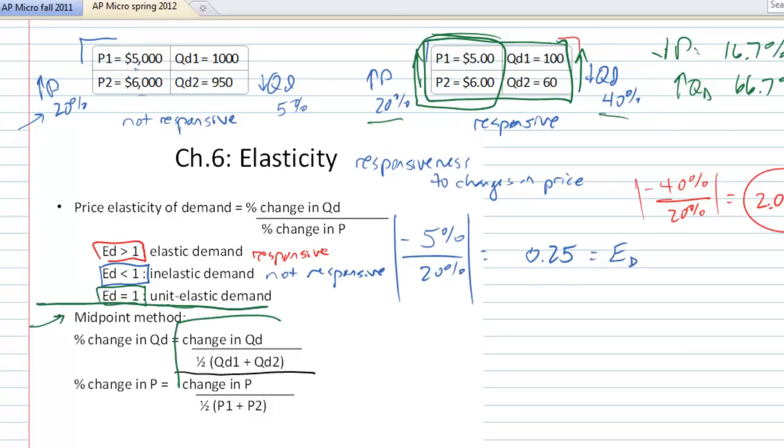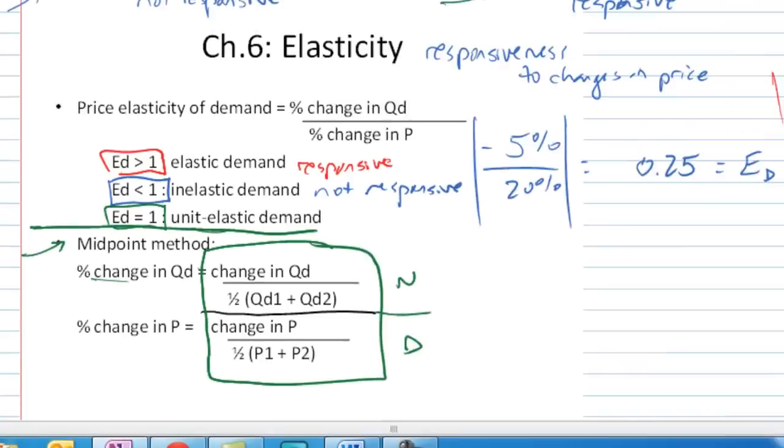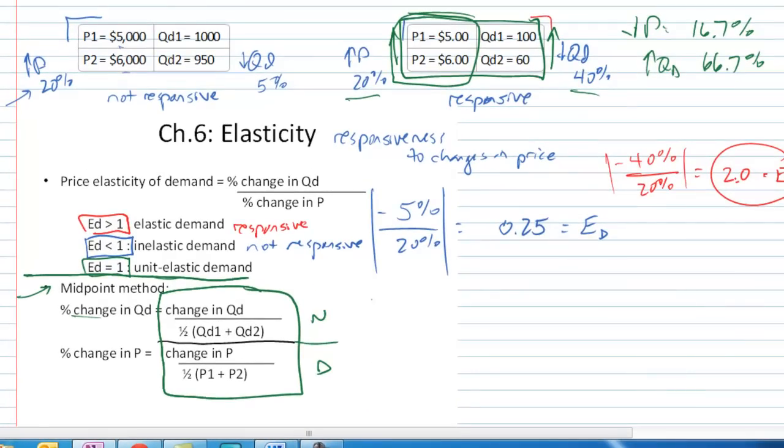So this whole formula here, this being the numerator and this being the denominator, is our formula for the midpoint method. It looks pretty complicated. It's not actually as difficult as it seems once you get some practice with it. So here's how it works. You take, in the numerator, you're still trying to find basically a percent change in quantity demanded. You're just doing it in a different way. You're saying, okay, the change in quantity demanded, we'll use again this example from Jimmy John's. The change is the difference between 100 and 60. So that's 40.